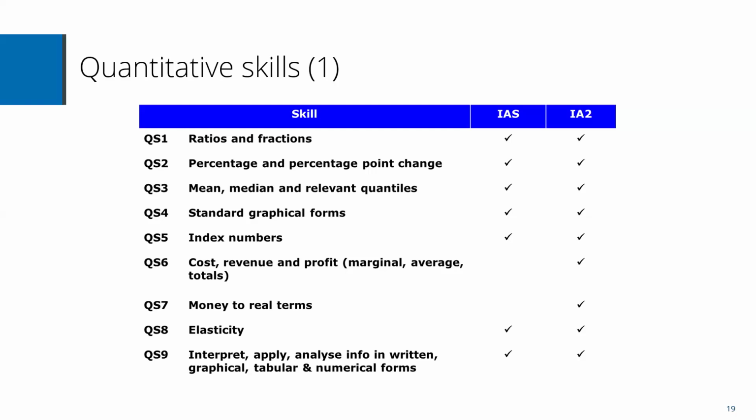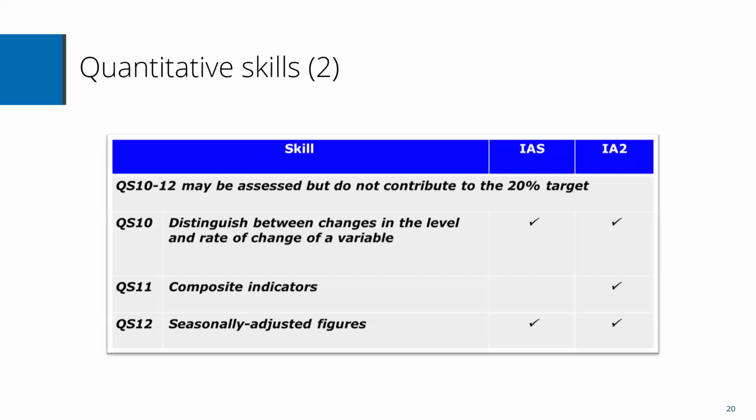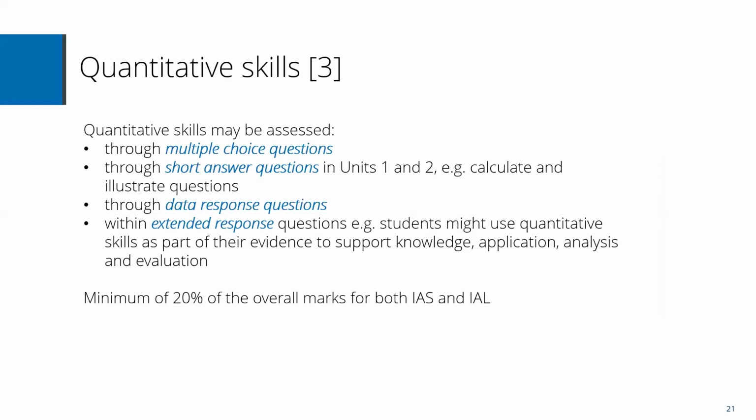And the QS list does go on. There are some additional ones showing there on the screen, but as I say, these are in the specification, so we don't need to spend too much time looking at them here, just so you are familiar and aware that they exist. And it's really important that students are going through them, because they will be on all exam papers. They're on every unit. They can be in multiple choice questions, for example, calculating a percentage change.